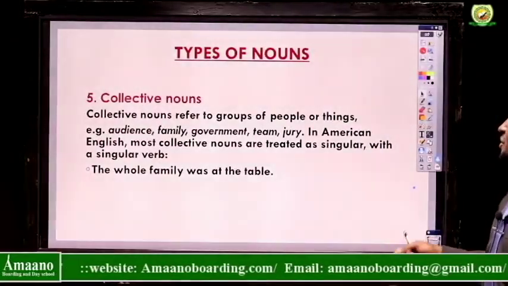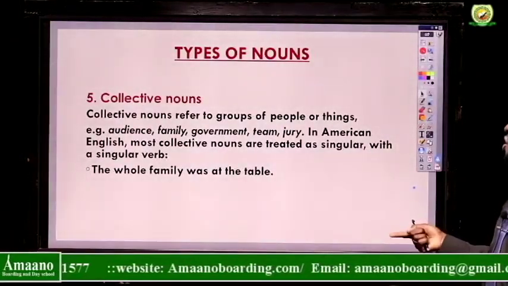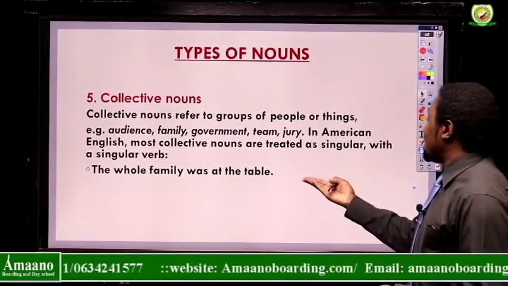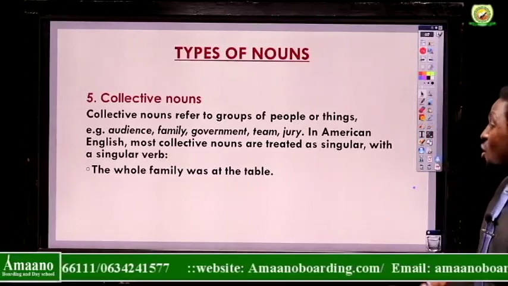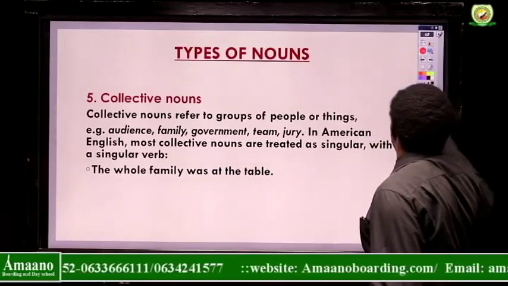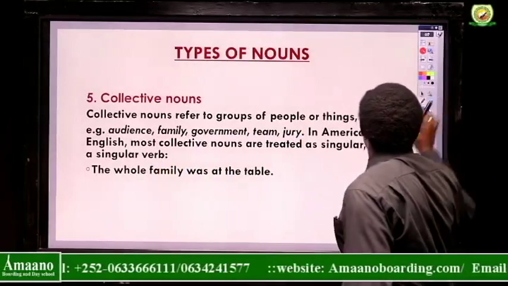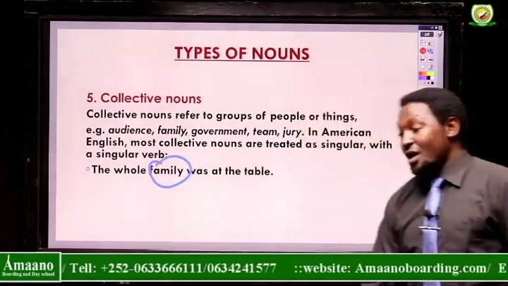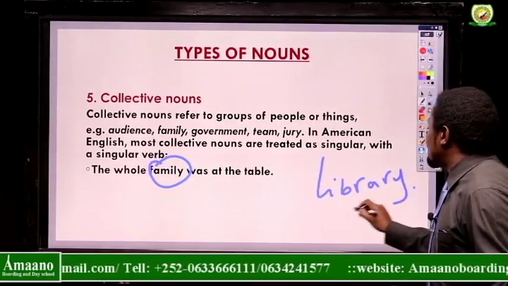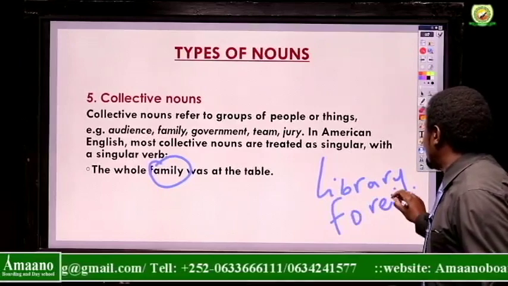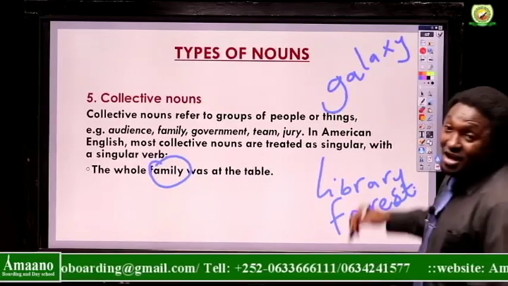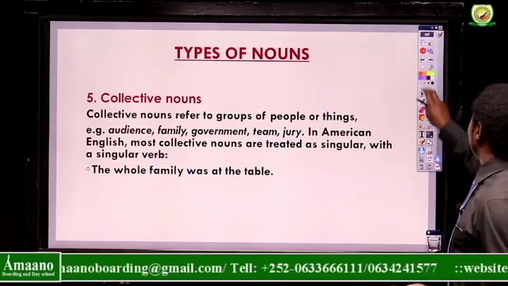Number 5, collective nouns. Collective nouns refer to groups of people or things: audience, family, government, team, jury. In American English, most collective nouns are treated as singular with a singular verb. The whole family was at the table. Good example, the whole family was at the table. So family being a collective noun. Sometimes we say library of books, forest of trees, galaxy of stars, staff of teachers. Those are collective nouns.